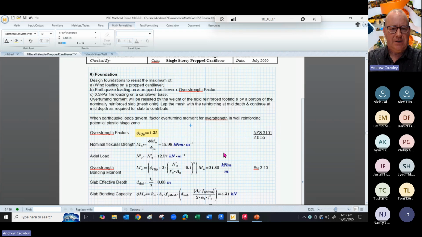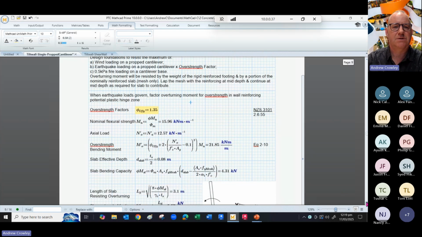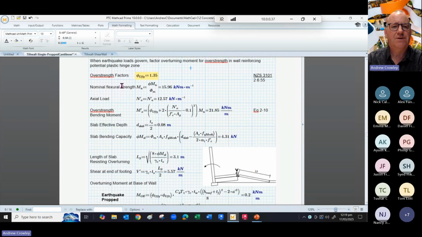So when earthquake loads are governing, we put an overstrength factor in to avoid potential plastic hinge zones. So the overstrength factor comes from the code NZS 3101 as 1.35. We've worked out what our axial load is from above, and so our overstrength bending moment is just simply multiplied using this equation given in the code, equation 2-10.